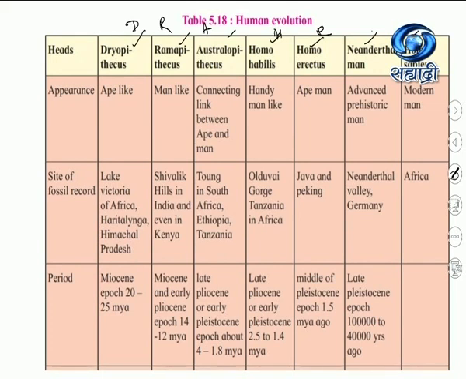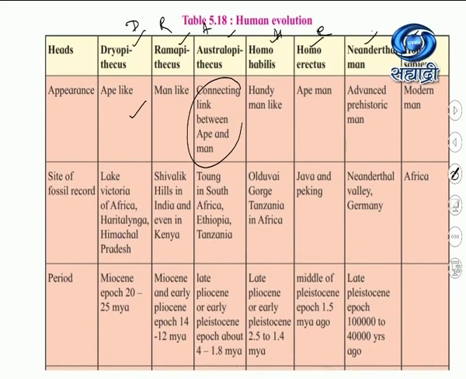Okay. How was Dryopithecus? He was ape-like. He was like an ape only. He had full body covered with hair. Ramapithecus was like man. Australopithecus is the connecting link between ape and man. Homo habilis, handyman. He started using tools for the first time. Homo erectus, ape man. Neanderthal man, advanced man, prehistoric man, one who started performing ceremonies. And Homo sapiens is the modern man.